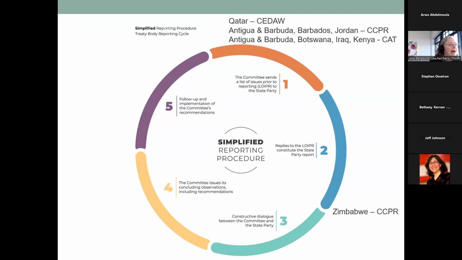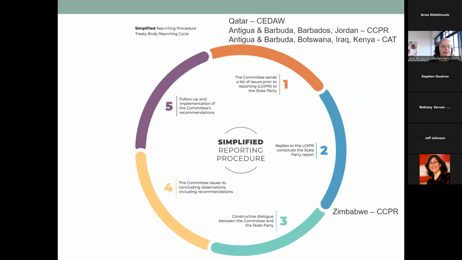The committee is preparing to write up this list of issues prior to reporting for the government. And we want to make sure in that LOIPR, the committee includes death penalty issues and any other related issues on the ground that our partners might have or that our research might uncover. So we want to get in early to help set the agenda with those committees. Then the government gives its written replies.